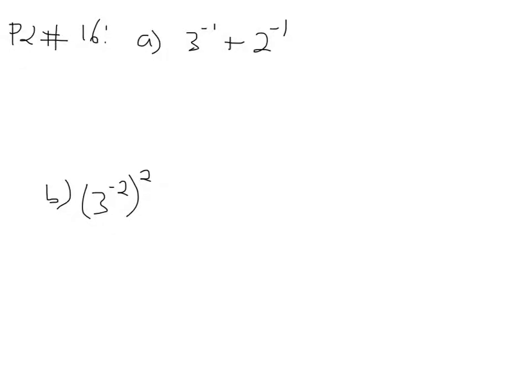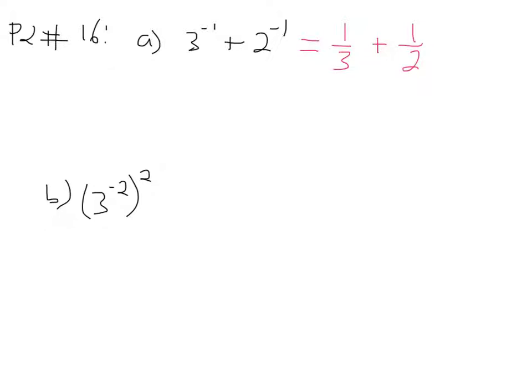Alright, so in this one we're given two expressions and we're asked to evaluate them. Okay, so it's 3 to the negative 1 plus 2 to the negative 1. Now, one thing we know about negative powers is that we can move it from the top of the fraction to the bottom of a fraction at the cost of a negative sign. So 3 to the negative 1 is the same as 1 over 3 to the 1, or just 1/3. Similarly with 2 to the negative 1, this is 1/2, right?